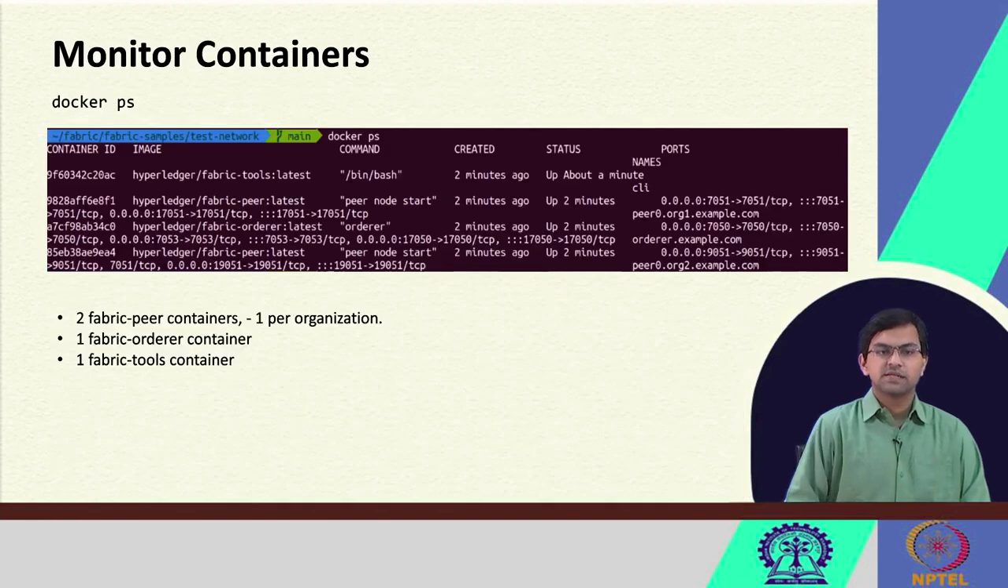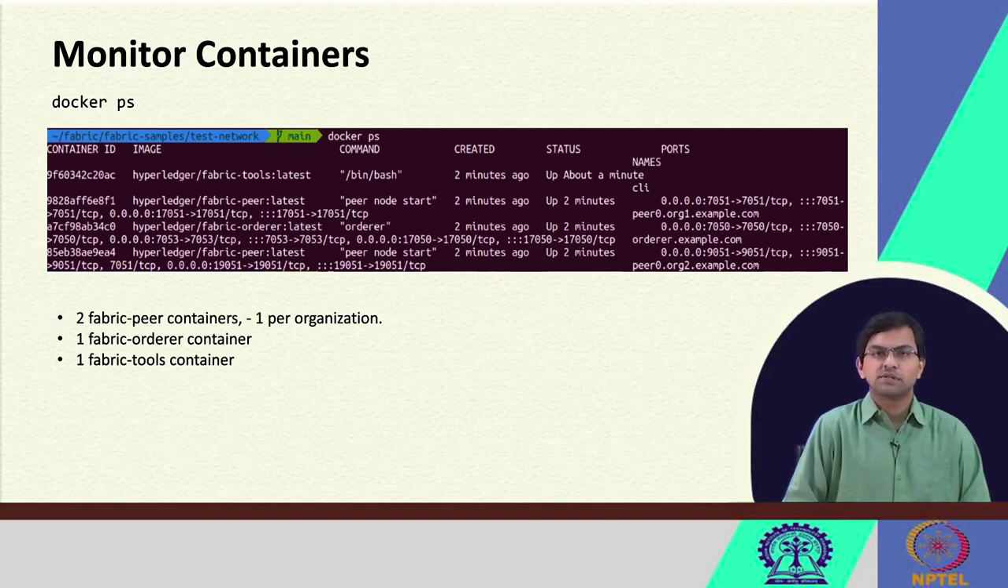Once you have the network running, you can monitor whether the components of the network are running properly or if there are any errors. You can monitor the containers using the command docker ps. What docker ps does is list the running containers in your system.